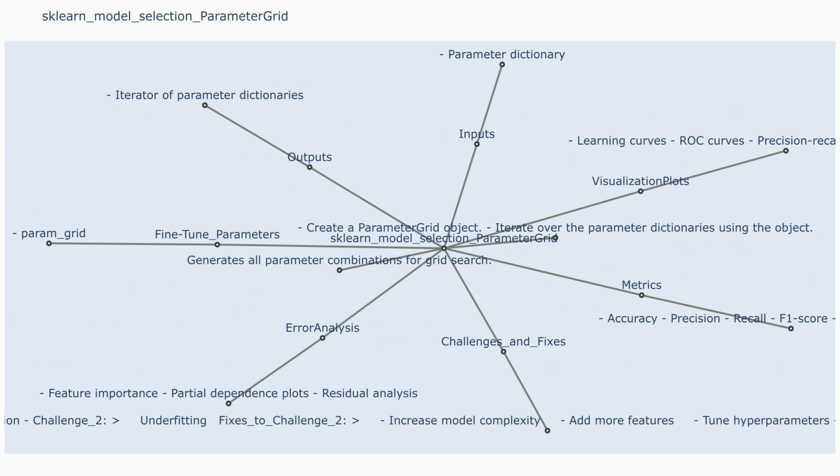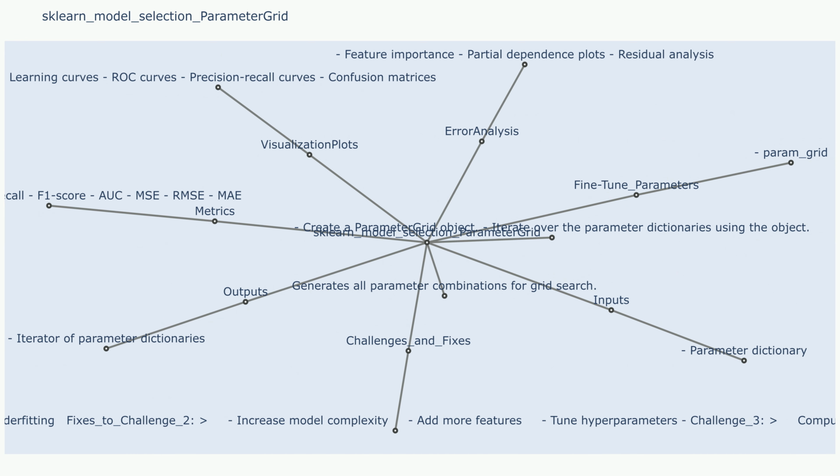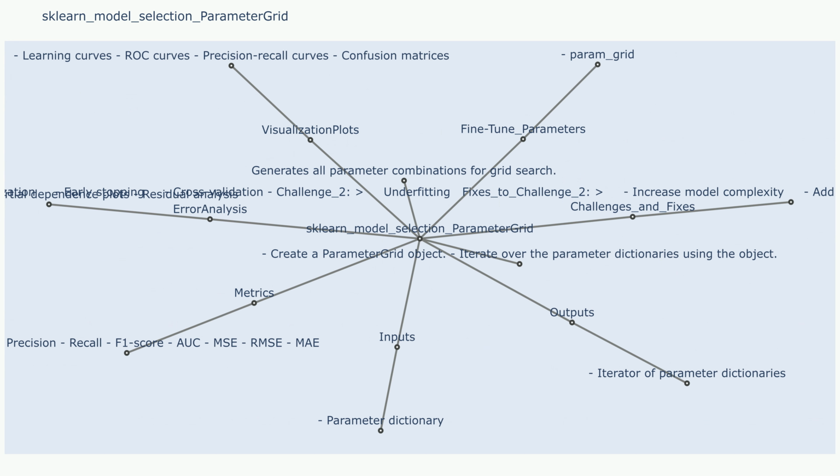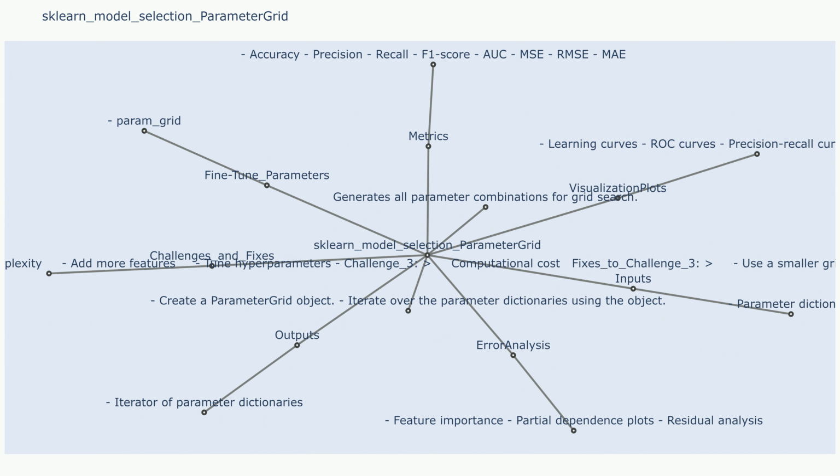The parameter grid class takes a dictionary or list of dictionaries as input, and it then generates a list of dictionaries. Each dictionary in the list represents a set of parameters for a given model. The keys of the dictionary are the names of the parameters, and the values are the values to use for those parameters. The parameter grid class generates all possible combinations of parameters based on the values provided in the input dictionary. Now, the parameter grid can be fine-tuned by adjusting the values of the parameters in the input dictionary.